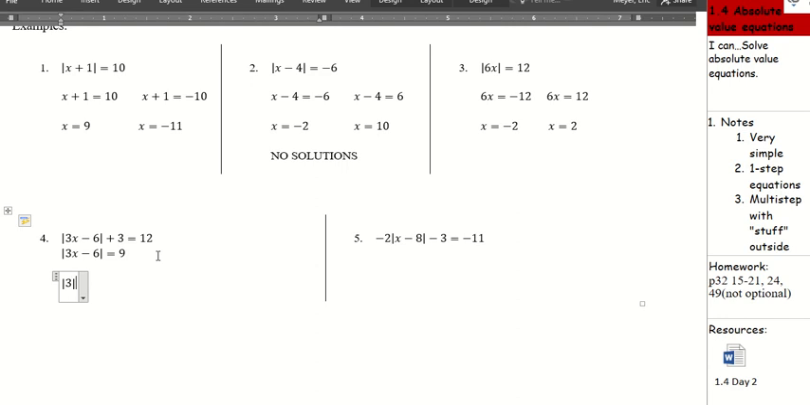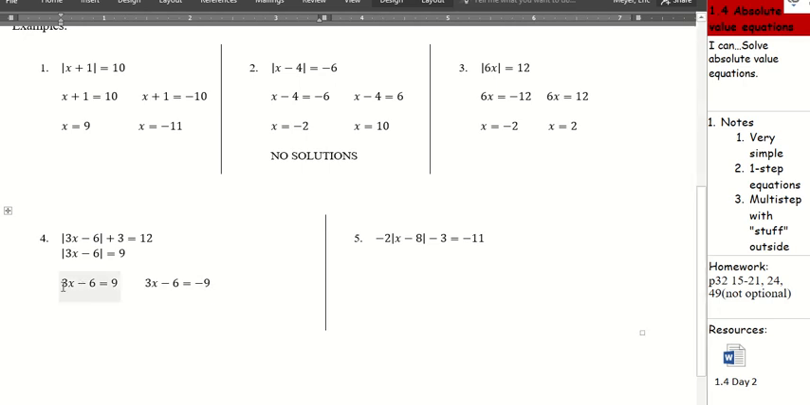I'm writing it without my absolute values. 3x minus 6 equals 9. And then I'm going to write it again. 3x minus 6 equals negative 9. Notice that this side is the same on both of these. 3x minus 6, 3x minus 6. I don't change that side. I only change here. This is the only one that's different. I need to think about, well, what if that was a negative?